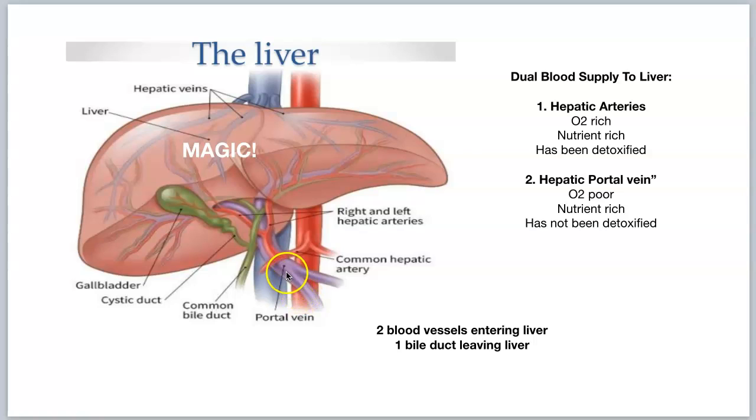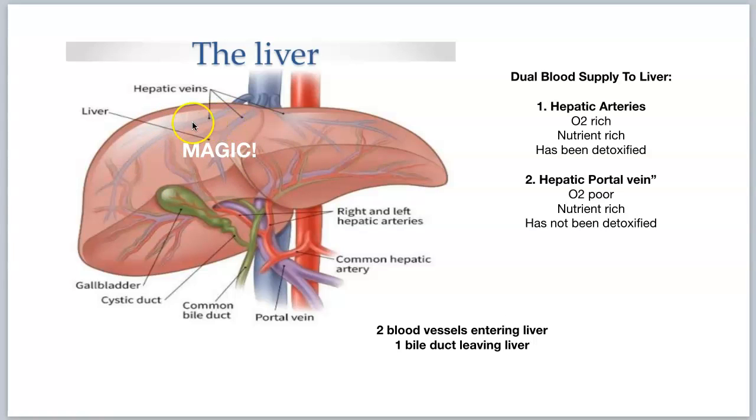This is draining all the organs in the abdomen. So it is O2 poor, but it is nutrient rich. It's nutrient rich because I just showed you why it's nutrient rich. All the food and drink that you just had is being drained into this hepatic portal vein. And it has not been detoxified. It has not gone into the liver for any processing.